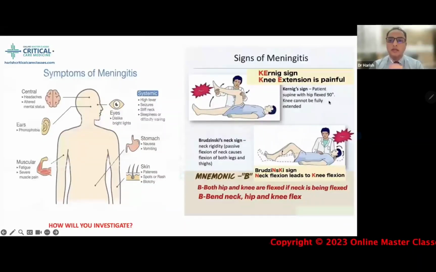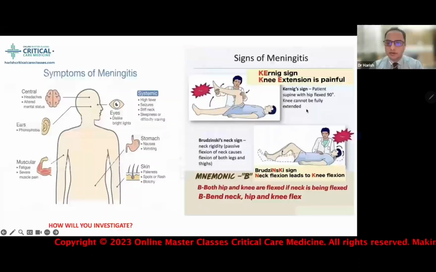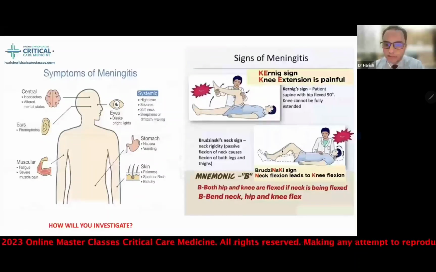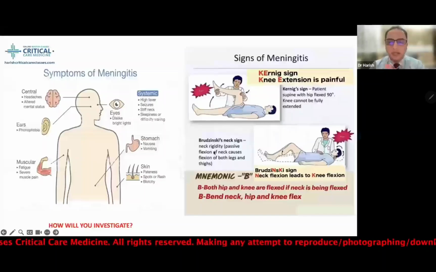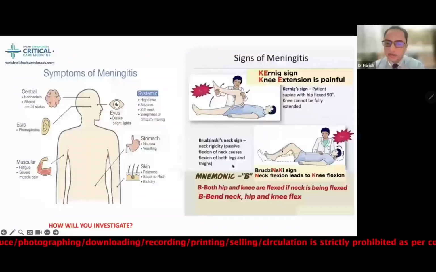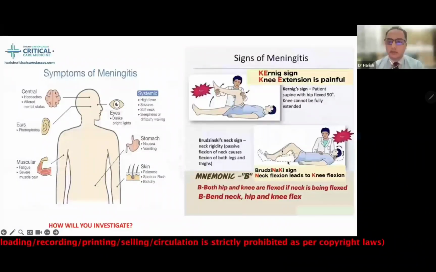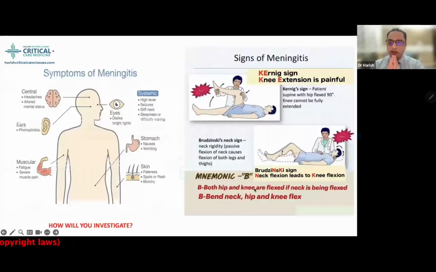In Kernig's sign, the patient is supine with the hip flexed at 90 degrees, and the knee cannot be fully extended. You will start having meningeal irritation and pain. Brudzinski's sign is neck rigidity. When you do a passive flexion of the neck, it causes flexion of both legs and thighs, because of the neck rigidity. So in Kernig's sign, knee extension is painful. In Brudzinski's sign, neck flexion leads to knee flexion. Both hip and knee are flexed if the neck is flexed. So bend the neck, and the hip and knee are going to be flexed. These are some of the mnemonics you can remember for Kernig's sign and Brudzinski's sign.